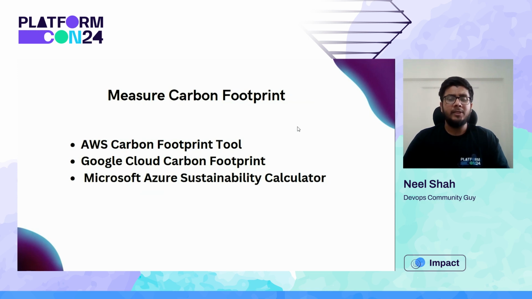Some of the major cloud providers also have tools which directly help you get the amount of carbon footprint your resources are utilizing. For AWS, you have the AWS Carbon Footprint tool. For Google, Google Carbon Footprint. For Microsoft Azure, the Azure Sustainability Calculator. Most of the cloud providers are also helping to reduce carbon, as it will eventually help make a better environment for each and every person living on the earth.